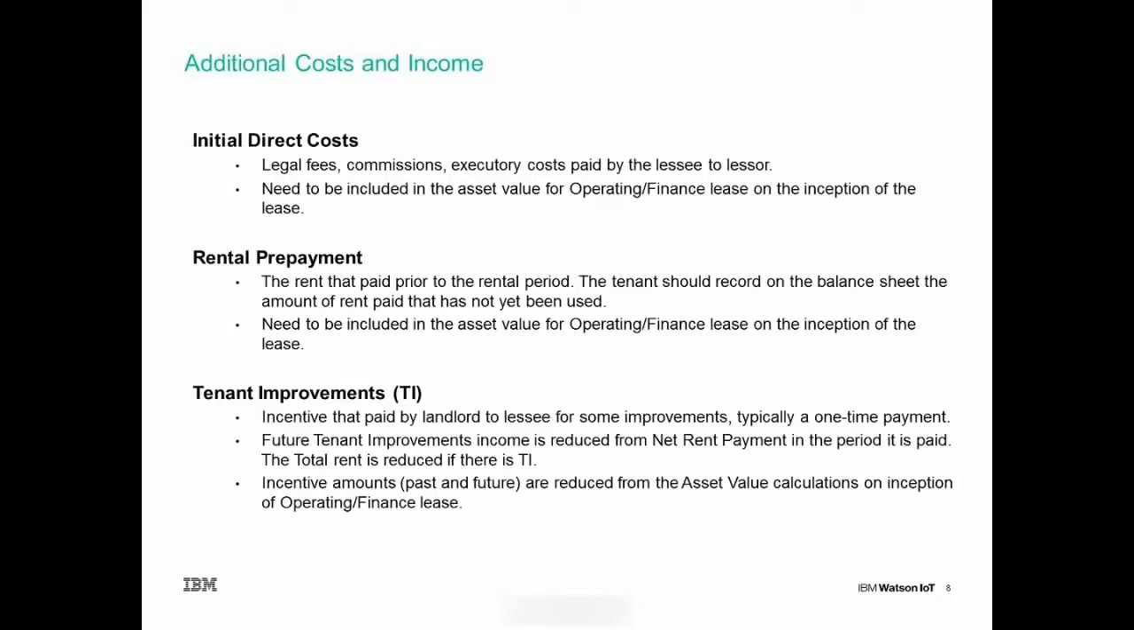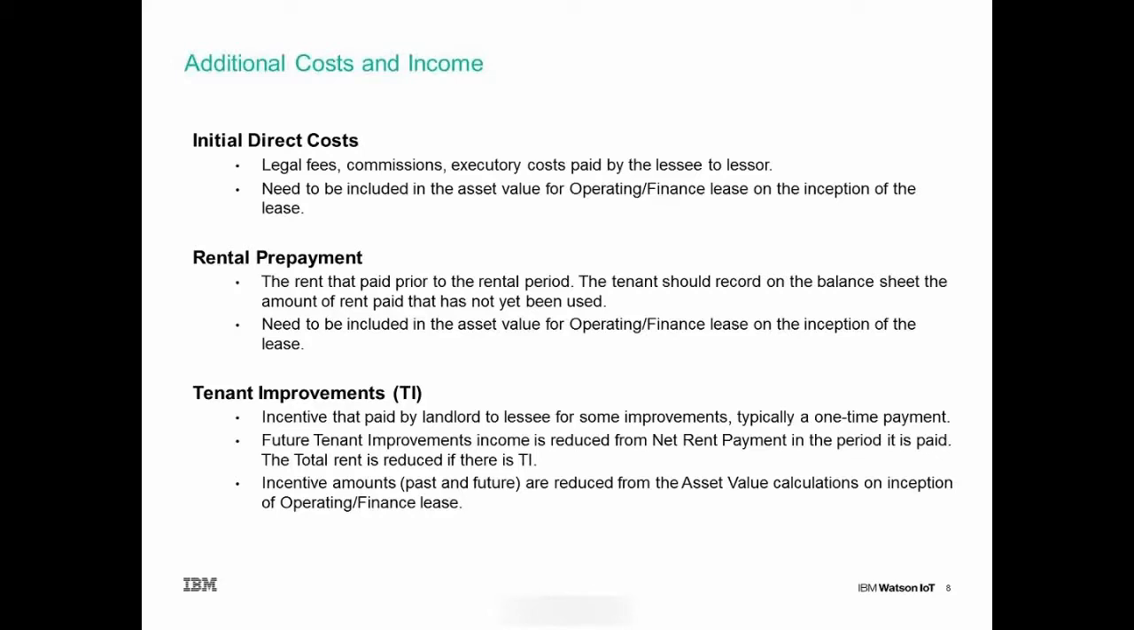The next topic is the additional cost and income. The first cost is the initial direct cost. They are legal fees, commissions, and executory costs paid by the lessee to the lessor. These costs need to be included in the asset value for operating or finance lease on the inception of the lease.